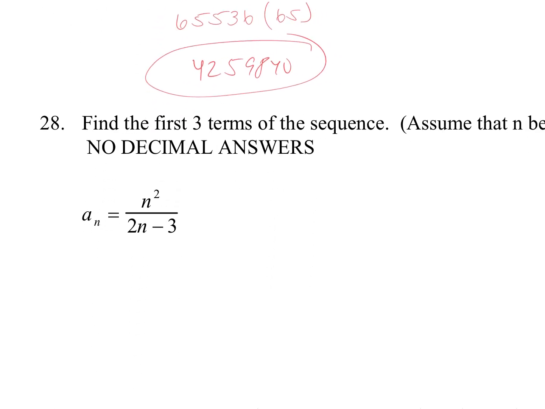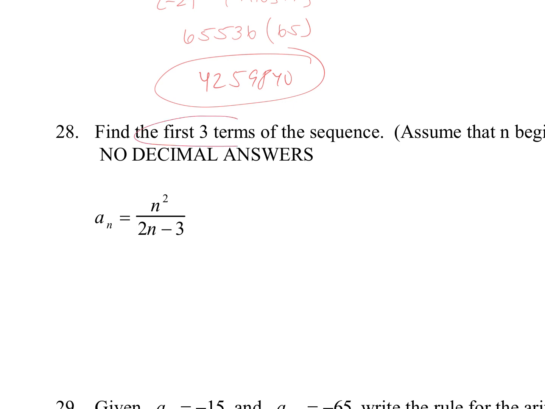All right, so let's look at the next one. If it wants the first 3 terms, what numbers am I plugging in? 1, 2, and 3. So just be careful here. I have 1 squared over 2 times 1 minus 3. It says no decimal answers. So leave it as a fraction. This is 1 over 2 minus 3, negative 1. So your answer is negative 1.